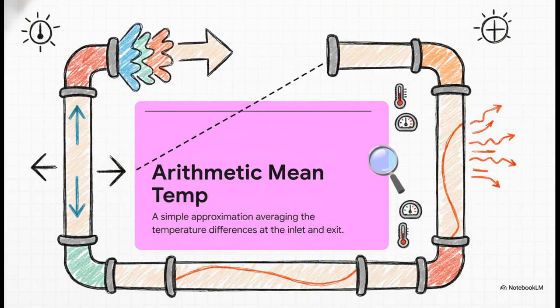Now, a lot of students get tempted to just use the arithmetic mean here, which is just averaging the inlet and exit temps. But be careful. It's a simple approximation, and built right into it is the assumption that the fluid temperature varies linearly. But as we literally just discussed, that linear rise only happens with a constant heat flux. With a constant surface temperature, a linear variation is practically never true. It is a massive trap you need to avoid.